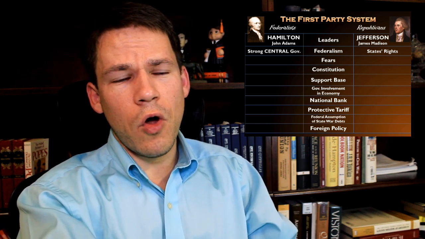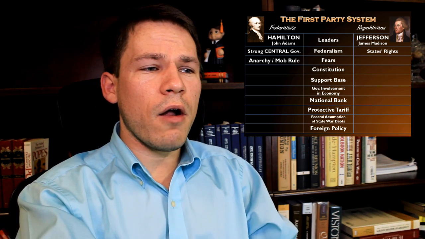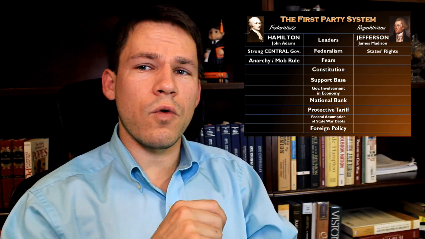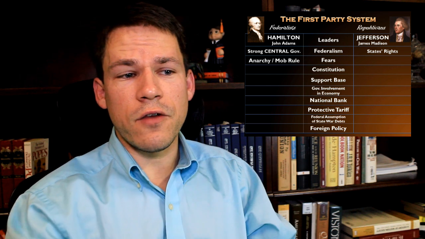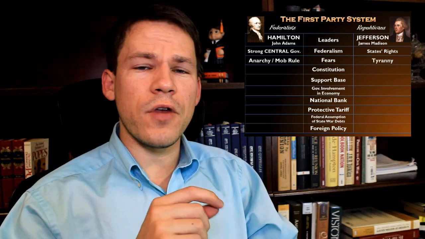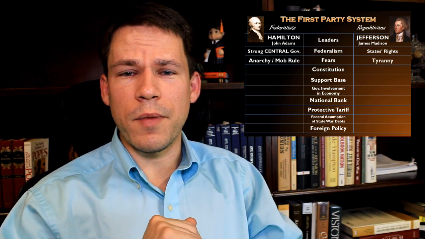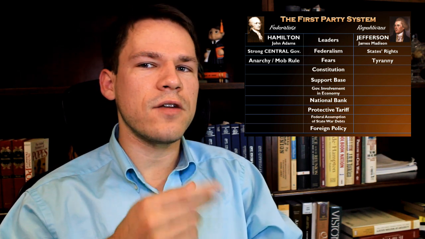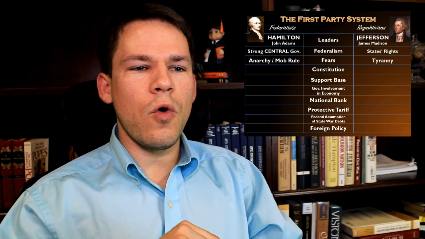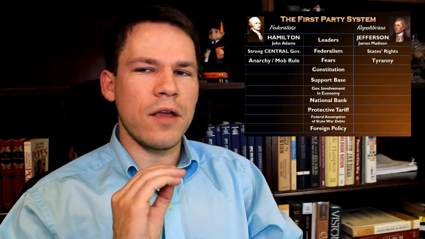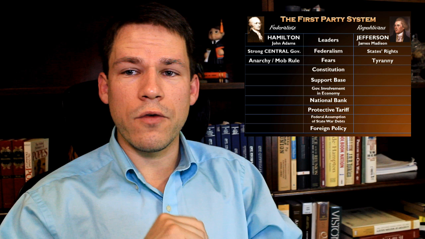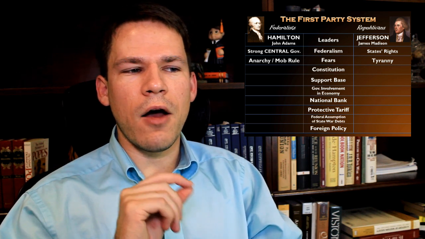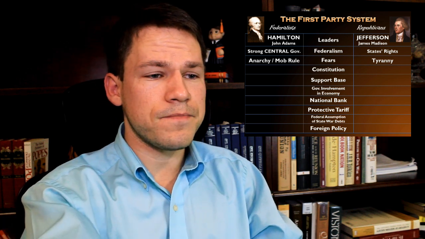Now, this is largely grounded in their fears. Hamilton and the Federalists fear anarchy and mob rule, and they see strong central government as a way to ensure that that doesn't happen, while Jefferson and Madison are afraid of tyrannical government. Think about Parliament as a central governing authority and what they had to go through with that. So you see why the Hamiltonians believe in a stronger central government and the Jeffersonians believe in states' rights: their concern about mob rule and tyranny.